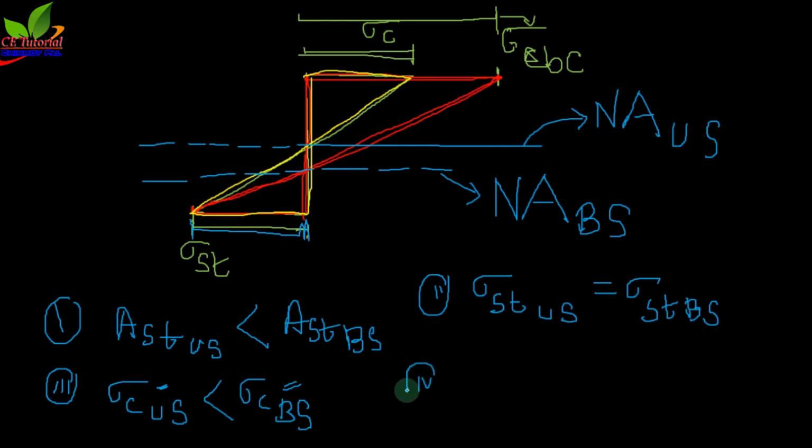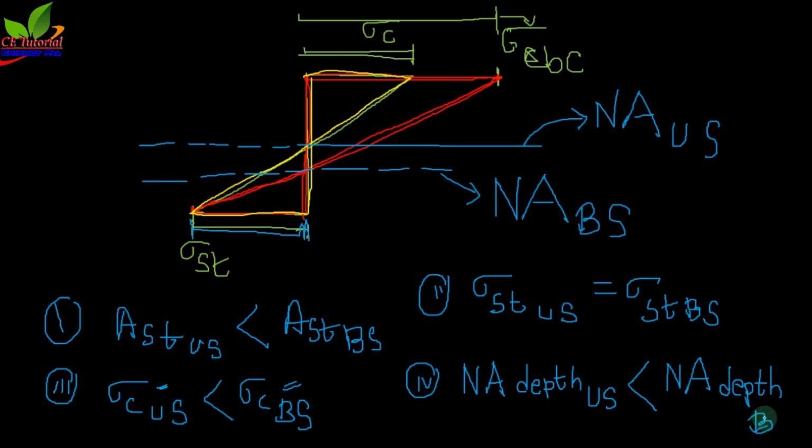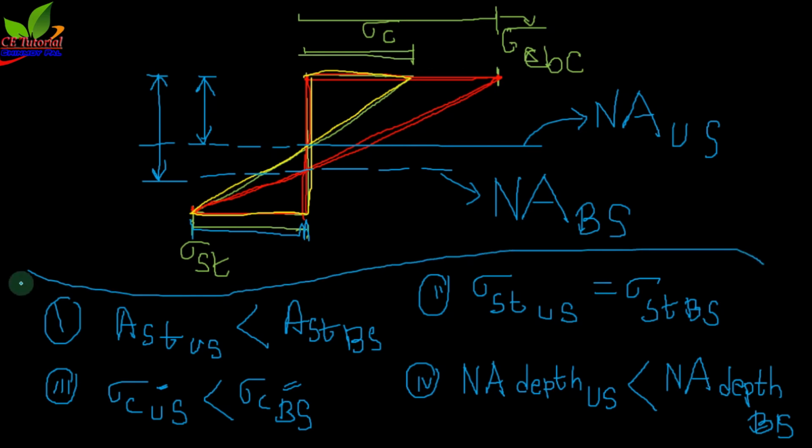And the fourth point is that the neutral axis depth for the under reinforced section is less than the neutral axis depth for the balance section. Now what is neutral axis depth? We generally consider the neutral axis depth from the topmost fiber. So the neutral axis depth for the under reinforced section is less than the neutral axis depth for the balance section. Please keep in mind all those 4 points.